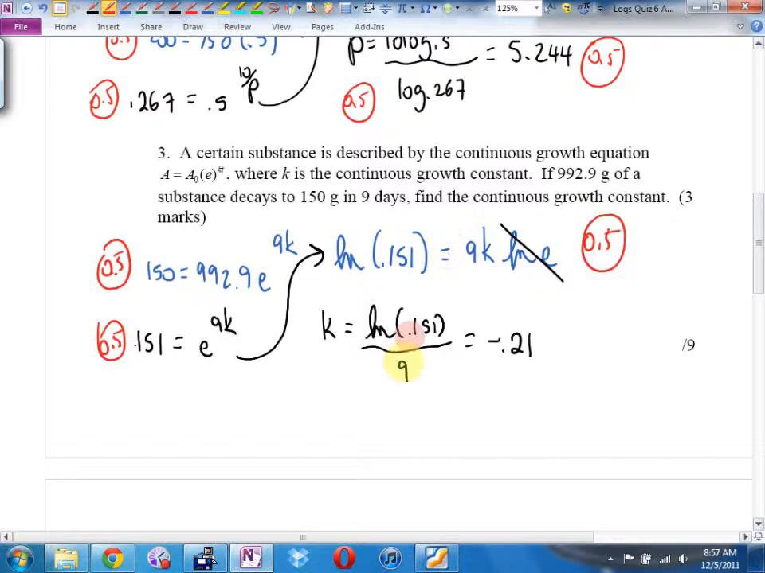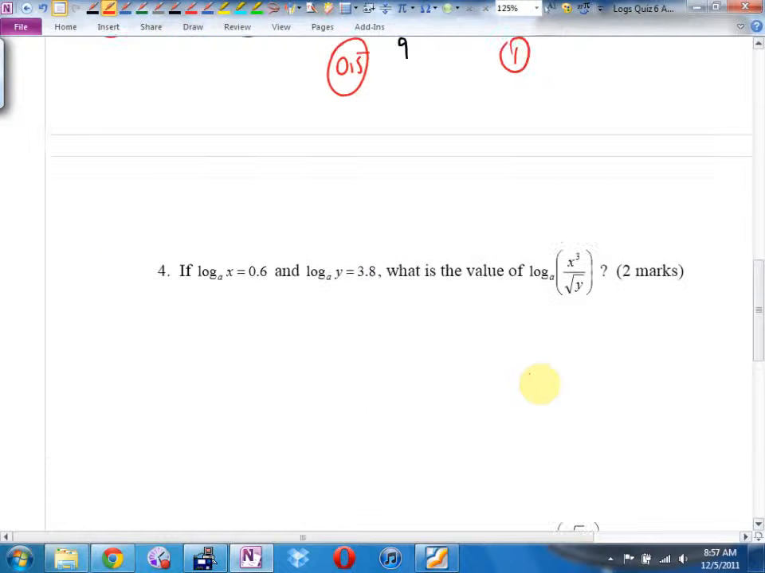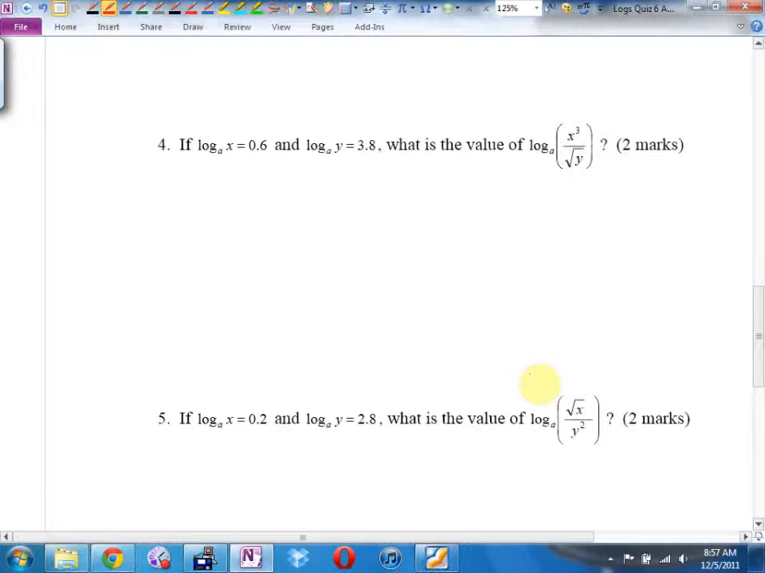Turn the page. I had some people wondering about these. So here is your if-then questions. Base a, base a, base a. I'm not base changing. I'll break this puppy up. This is going to be the log of x cubed minus the log of y. And I wrote the square root as an exponent right away. I said square root, that's a 1/2 power. Why did that help? Because I can move the exponents to the front.